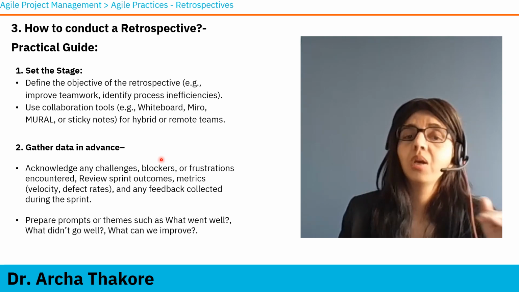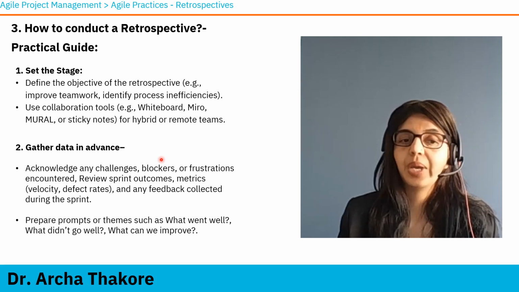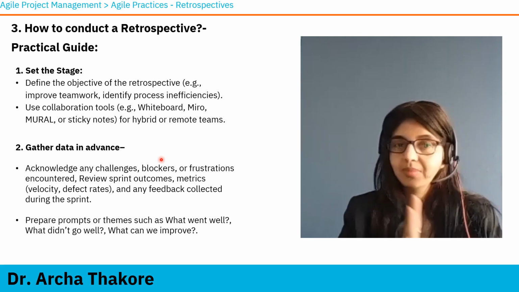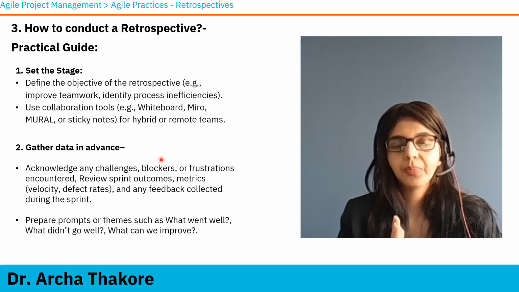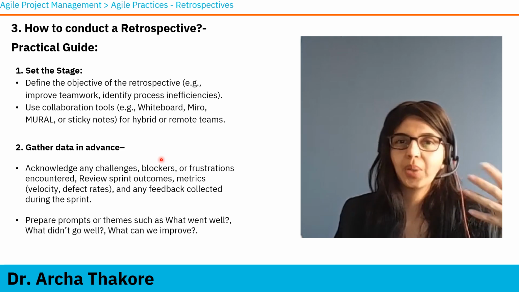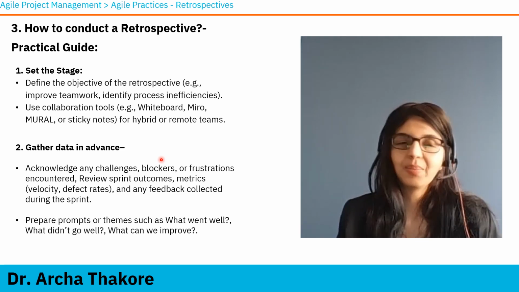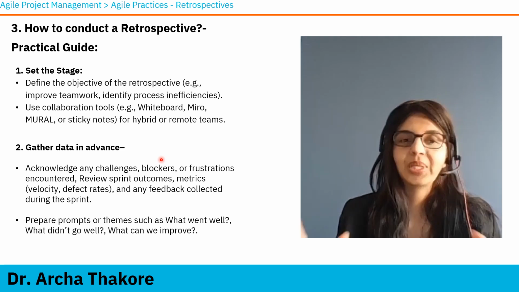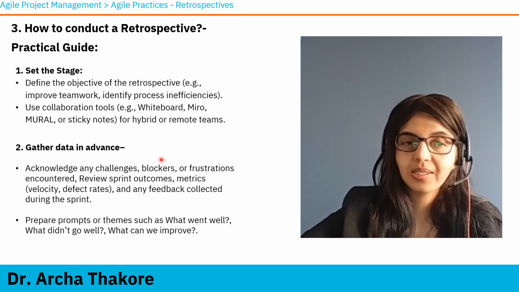Prepare prompts or themes such as what went well, what didn't go well, the same framework that I told you. Now, there are some other frameworks like mad, glad, sad. What are you mad about? What are you sad about? There can be different ways of asking the same questions, but as I said, the spirit remains the same.